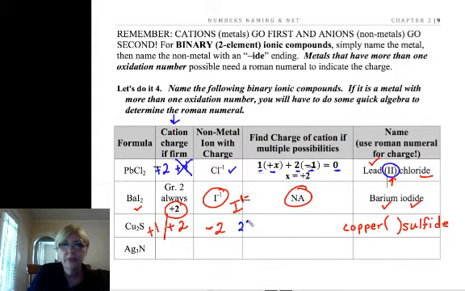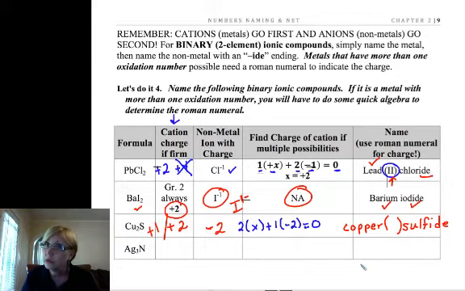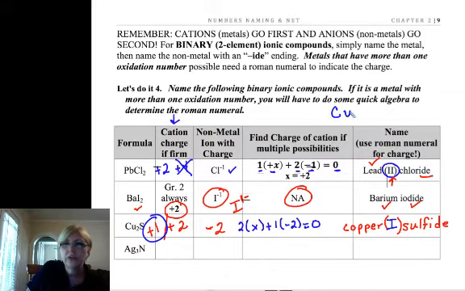I have 2 coppers. I don't know its charge. I have 1 sulfide at -2. That has to equal 0. Or you can use the streamlined approach I showed you earlier. And we find indeed that it was copper 1 sulfide, not copper 2 sulfide. So copper 2 sulfide would just be CuS.